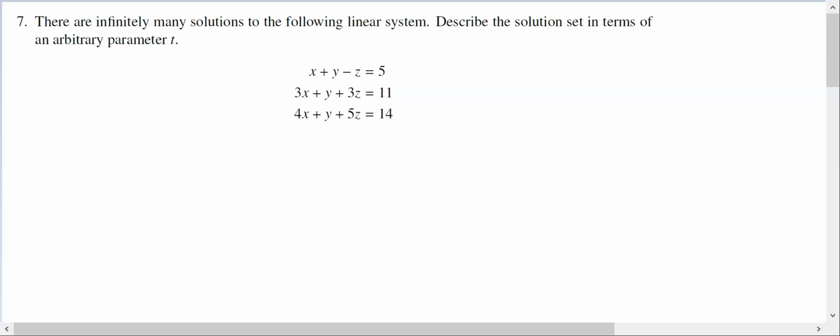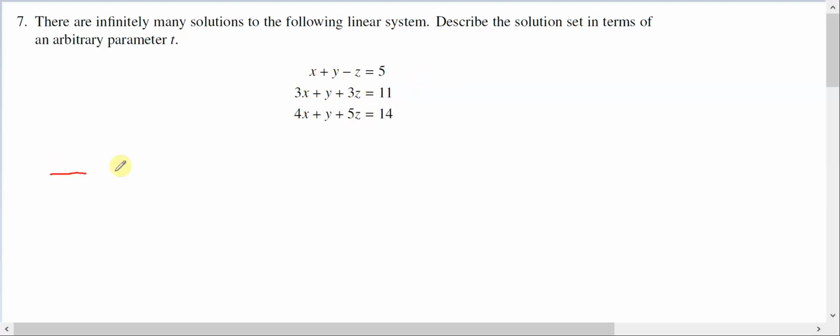Number 7, we're told that this system of equations has infinitely many solutions. We want to describe the solution set in terms of some arbitrary parameter t. So what we do is just use our process for solving a system of equations. I'll use this first equation to get rid of the 3x and the 4x by multiplying by an appropriate number.